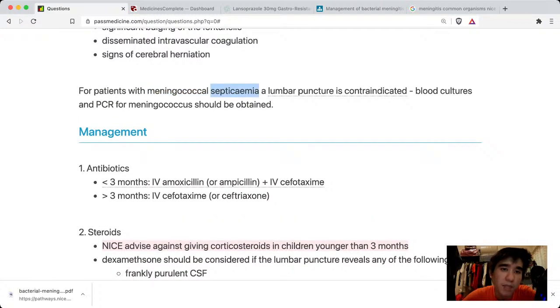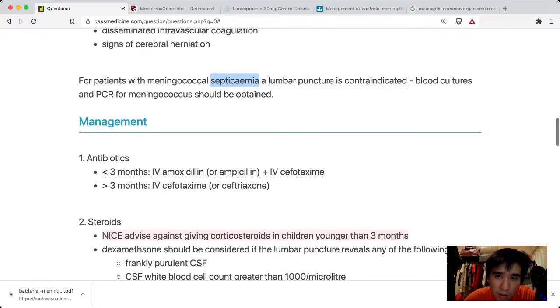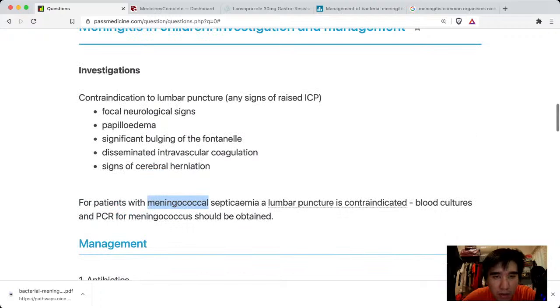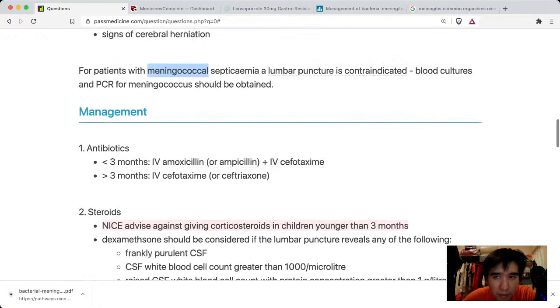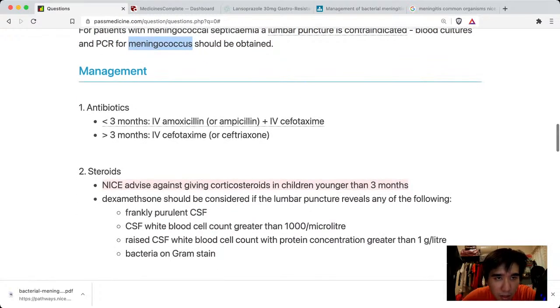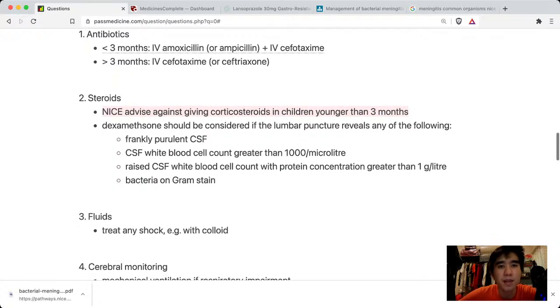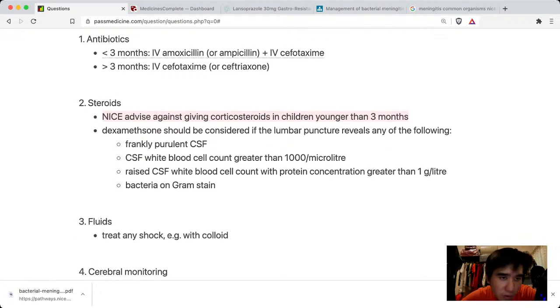Meningococcal septicemia, that's Neisseria meningitidis; you call it meningococcal septicemia when it affects the blood. So you don't do lumbar puncture if there's sepsis. Or it's Neisseria. Is it because Neisseria causes higher risk of raised ICP? Blood for PCR of meningococcus should be obtained. Okay. Management, antibiotics: less than 3 months, amoxicillin plus cefotaxime; more than 3 months, ceftriaxone, or cefotaxime. But NICE guidelines say ceftriaxone, so we just follow NICE.